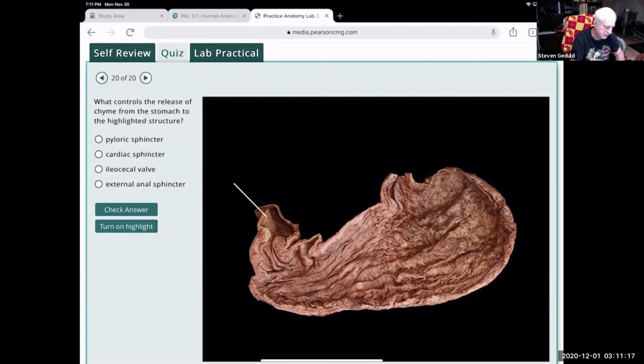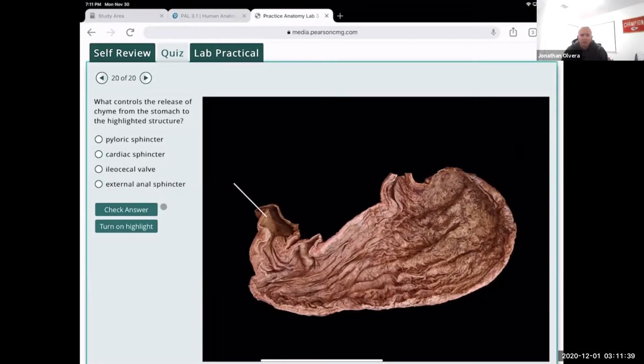All the rugae here pass up into here, and it says what controls the release of chyme from the stomach to the highlighted structure. So this is the pyloric. This is the body. This is the fundus, cardia and the fundus. So what muscle controls release of the chyme into the duodenum right here? Would it be the pyloric sphincter, the cardiac sphincter, the ileocecal valve, or the external anal sphincter?